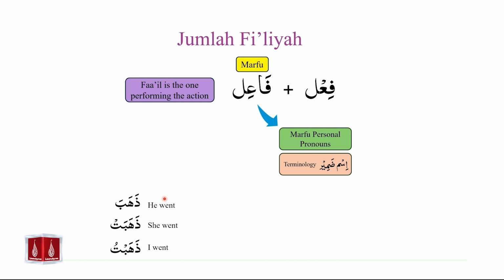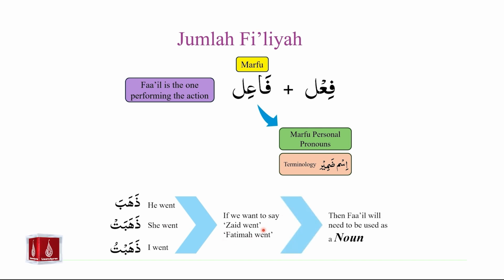Zahaba means he went, Zahabat means she went, Zahabtu means I went. Now, instead of saying he went, she went, I went, if we want to say Zaid went or Fatima went, clearly we can see that in this case, instead of using a personal pronoun he, she or I, we are using a noun, Zaid, Fatima. So, in such cases, the fa'il will need to be used as a noun.